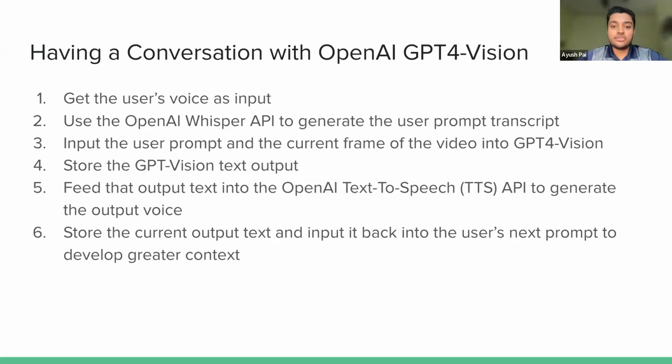So here's the general process of having a conversation with OpenAI GPT Vision. First you have to get the user's voice as an input. Then you use the OpenAI Whisper API to generate the user prompt transcript. Then you input the user prompt and the current frame of the video into GPT Vision, and you store the GPT Vision text output. Then you feed the output text into the OpenAI text-to-speech API to generate the output voice. And finally, you store the current output text and input it back into the user's next prompt.